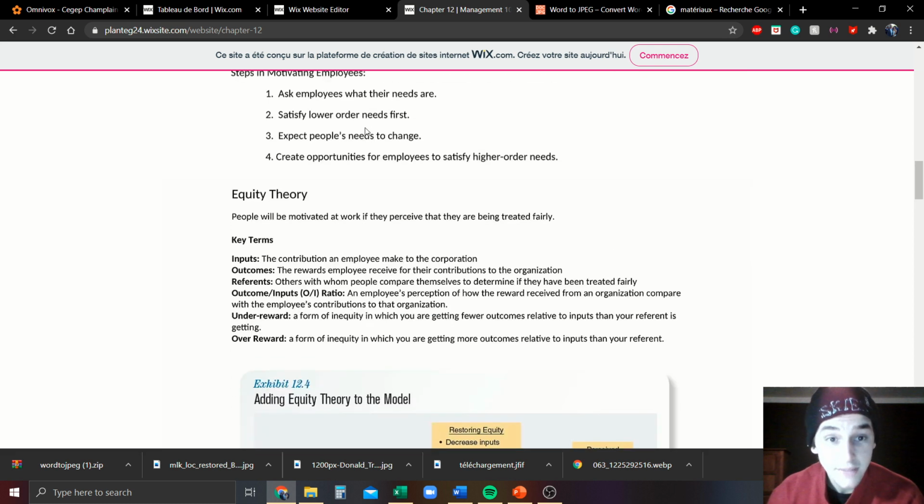As for the next, I'll talk about the equity theory. This is people will be motivated at work if they perceive that they are being treated fairly. So here are the key terms. First, the inputs. This is the contribution of the employee.